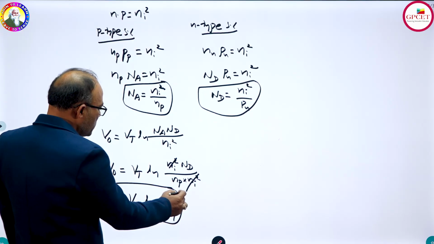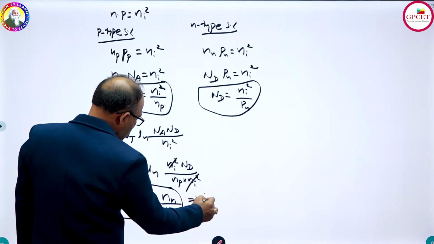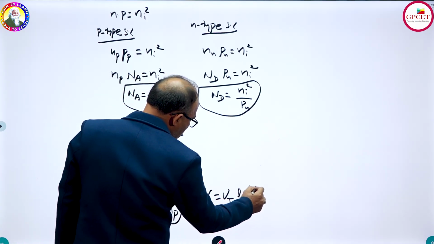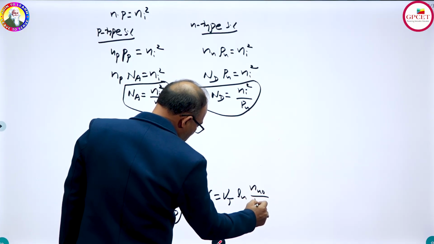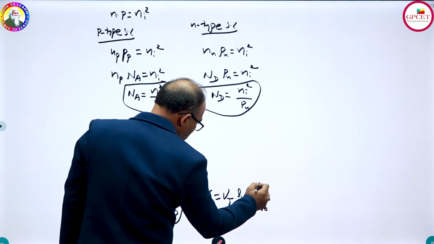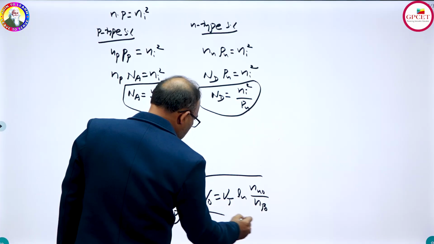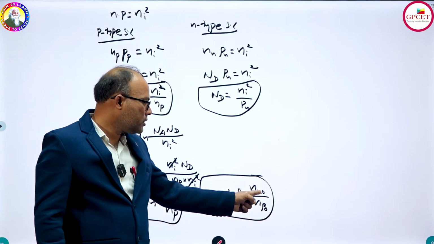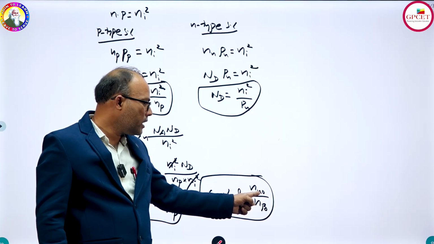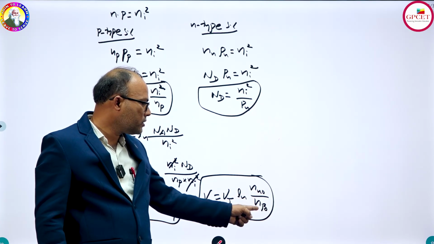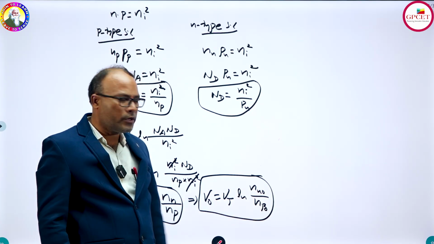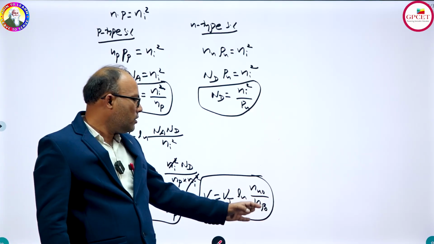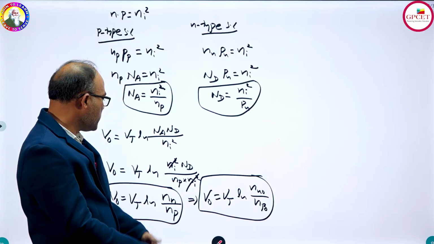So the same equation can also be written in terms of minority charge carriers. I can write V0 is equal to Vt ln Nn naught divided by Np naught, where the subscript naught denotes values at room temperature, Nn naught representing the charge carriers at room temperature.